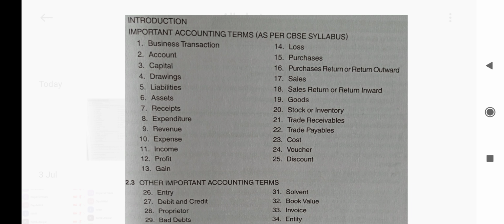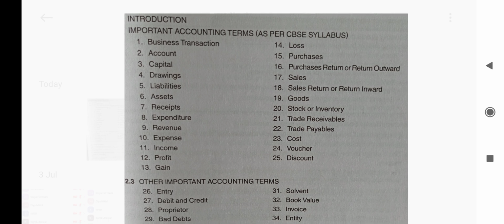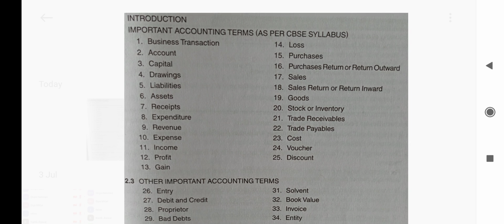Now, the next term is account. It is a summarized record of related transactions at one place under a particular head. For example, all transactions relating to cash are recorded at one place, that is known as cash account.